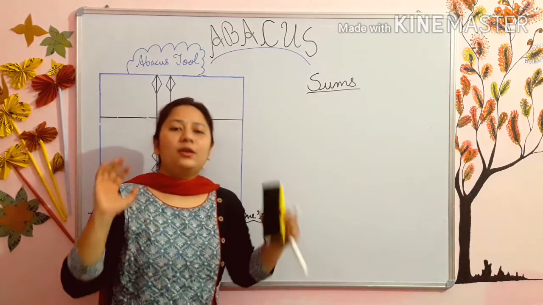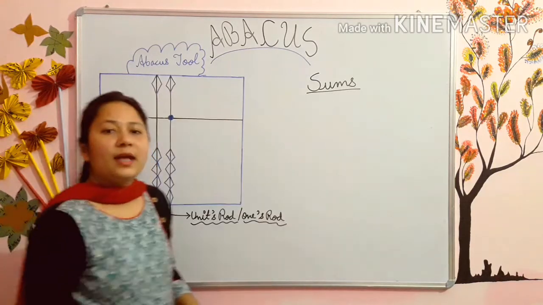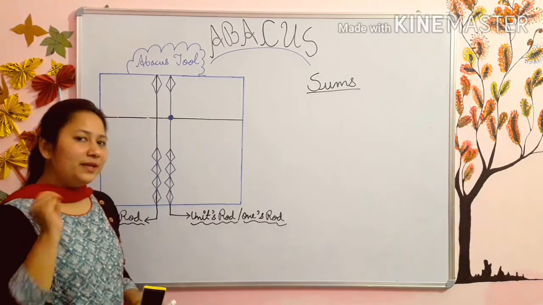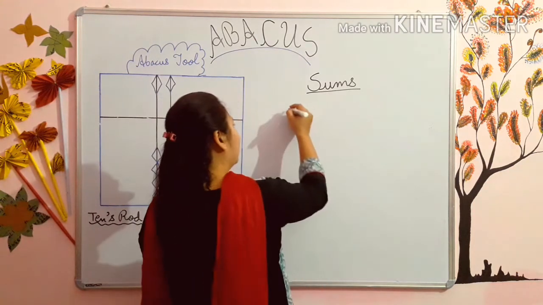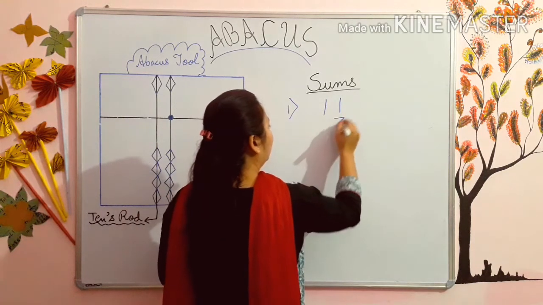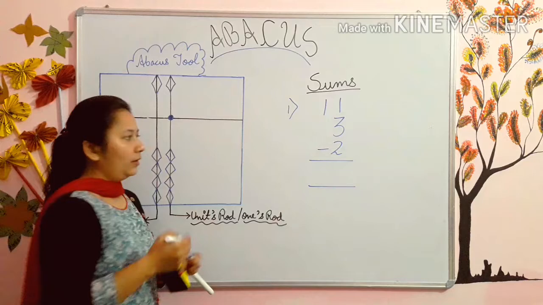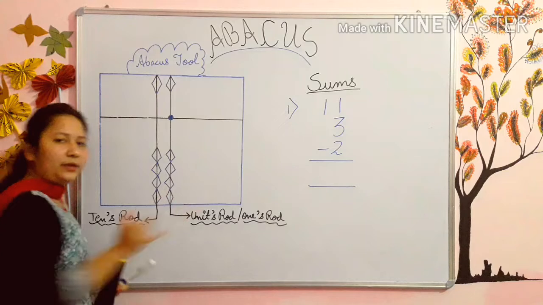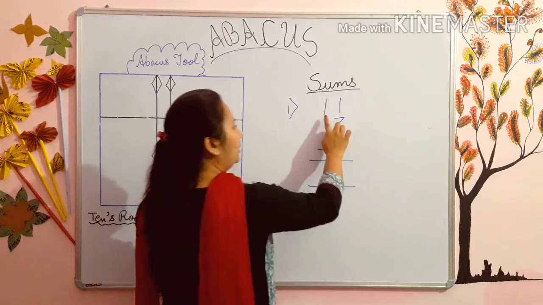Okay, so today I will tell you some sums on the whiteboard, and we will do those sums in the abacus tool, and you will do with me. So let's start. Our first sum is 11 3 minus 2. So kids, let's start. I will do on the board in this tool and you will do in your own tool. Okay? So first of all, there is 11.